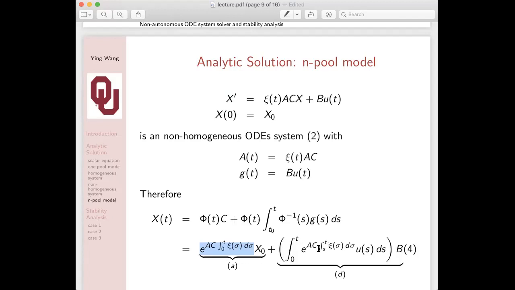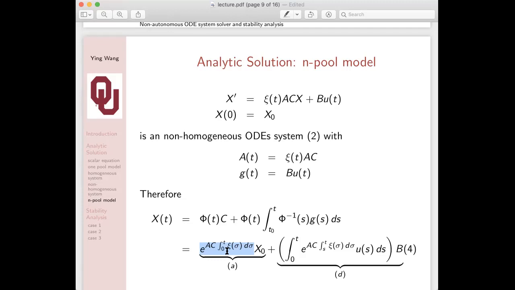Okay, so that's why this part is phi times phi inverse, and the g is b times u. Since b is independent of the integration variable s, b is pulled out of the integral, and u is dependent on the integration variable s, so it stays inside the integral. What we need to do is to figure out the fundamental matrix phi, meaning this highlighted part.